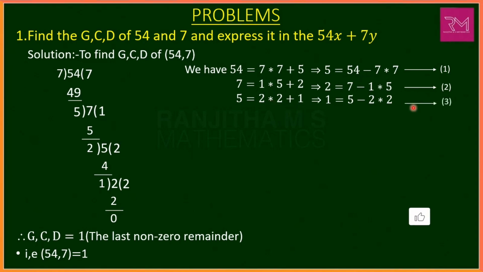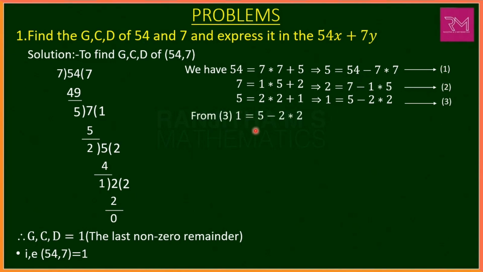Call this as equation number 3. So this is a procedure to find the greatest common divisor, and we have to express it in a linear combination method. By the Euclid algorithm method, we are finding the GCD and expressing it in the form of 54x plus 7y. Applying the division algorithm method for these division values, we get these three equations. Call these equation 1, equation 2, equation 3.